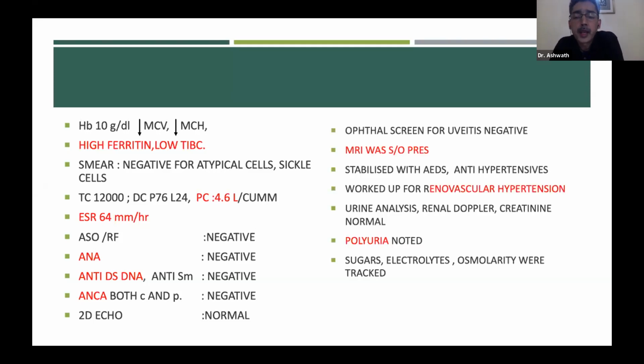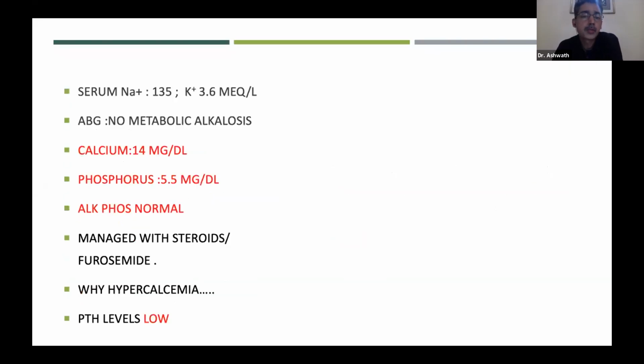Meanwhile, we screened him for uveitis and the MRI was suggestive of a posterior reversible encephalopathy syndrome secondary to hypertension. So we stabilized him with anti-epileptic drugs, antihypertensives, and because we didn't get clues from the vasculitic workup, we turned our attention to the renovascular hypertension, endocrine causes, and did blood gas analysis, urine analysis, and really investigated the kidney and the renal vessels, and we found nothing. While he was in the ICU, the one striking thing was he was consistently having polyuria. So we turned our attention to the sugars, electrolytes, and osmolarity, and that is where we got our clue.